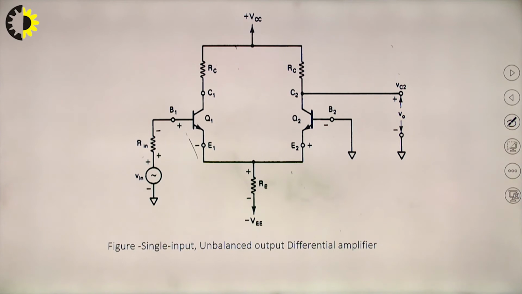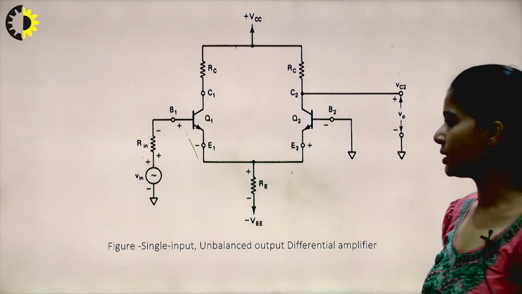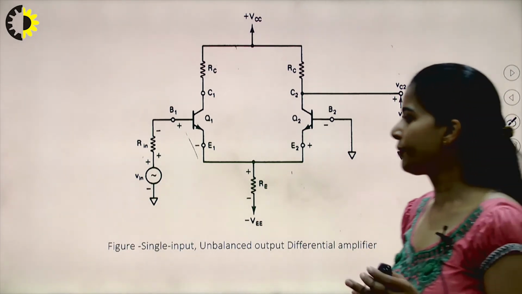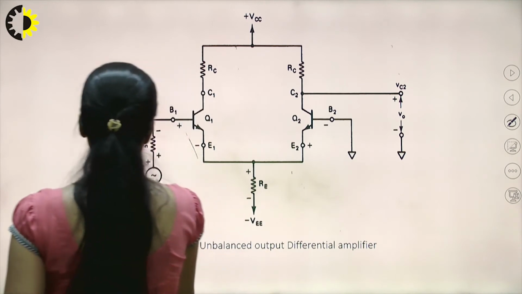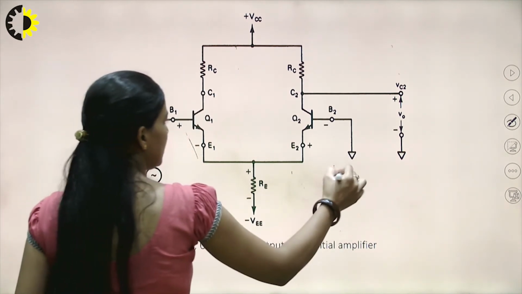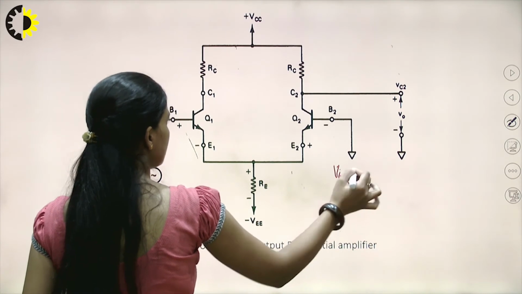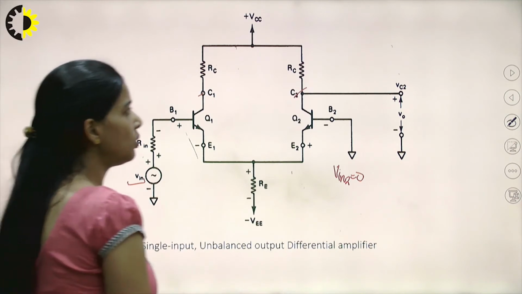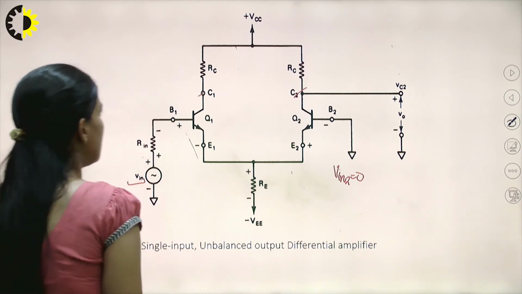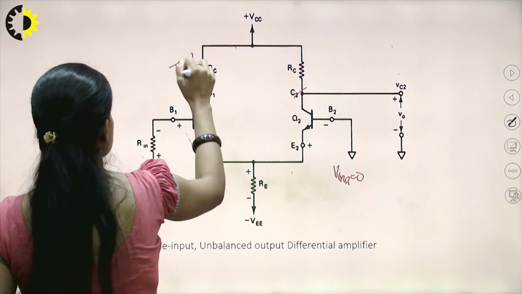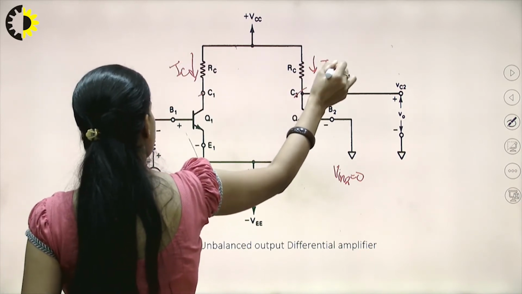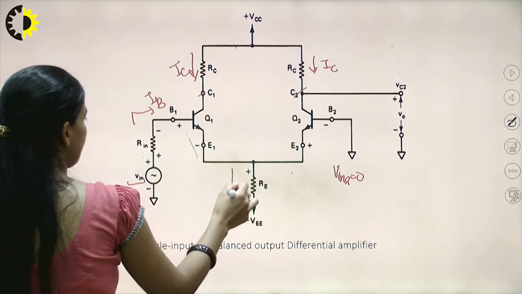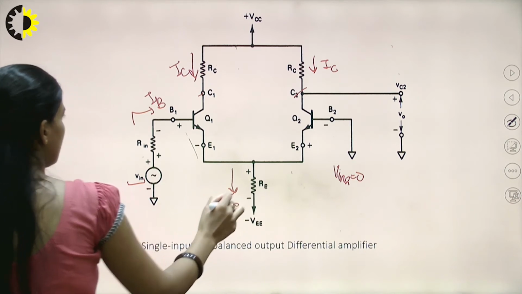This figure is showing this configuration, that is the single input unbalanced output differential amplifier. Here we have one input, that is Vin1. Vin2 is not present, and the output that we are measuring is between collector 2 and ground. The current flowing through this RC is IC. From the base we have IB, and in the emitter branch we have the current 2IE.